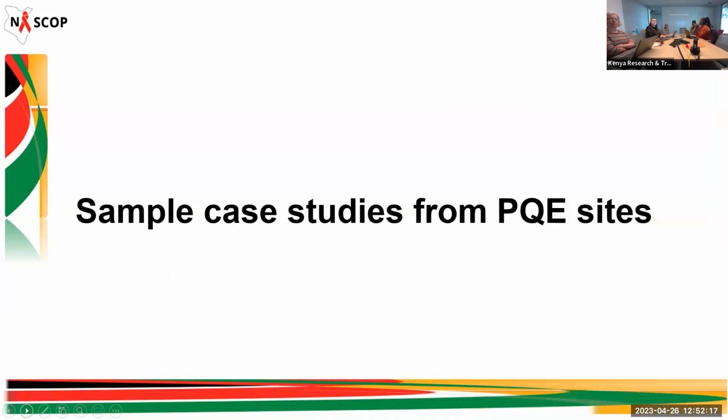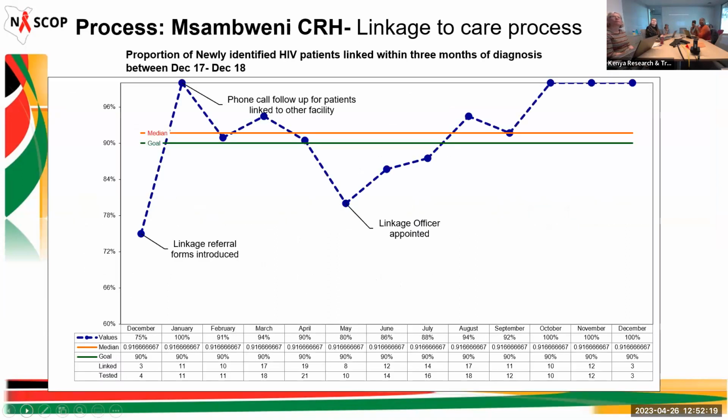So some of the results that we saw from the work, this is just a few of them. We saw that a facility at the coast was trying to understand the linkage to care process. Here they were keen to improve the proportion of newly identified patients who were linked within 3 months of diagnosis. And they were able to apply the tools to understand what change idea they wanted to inject, and then annotate to see whether the change resulted in an improvement. Next.